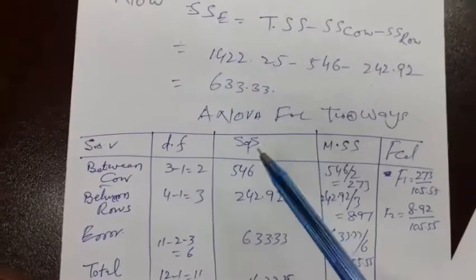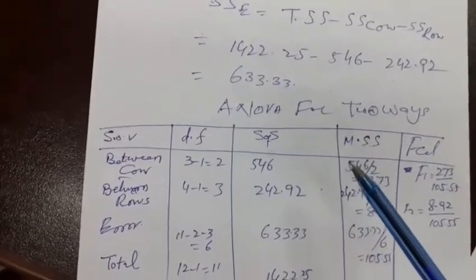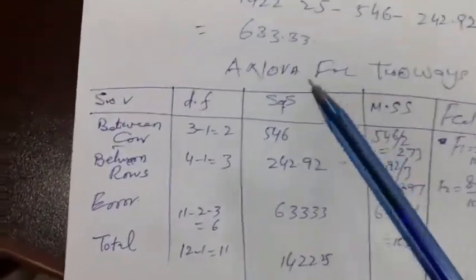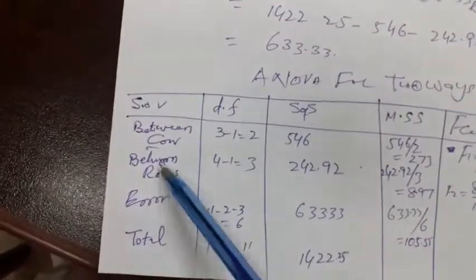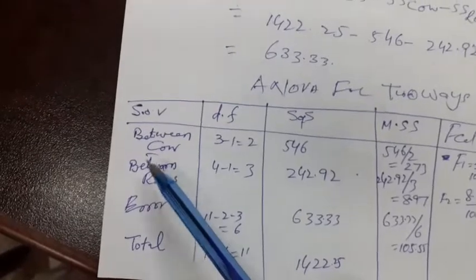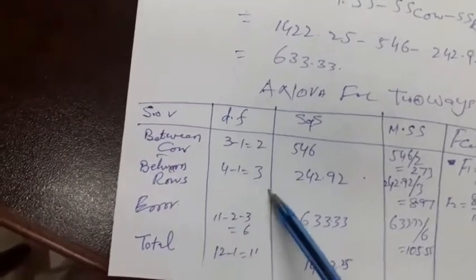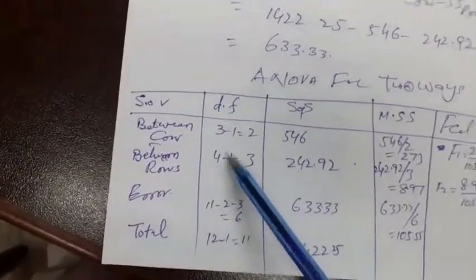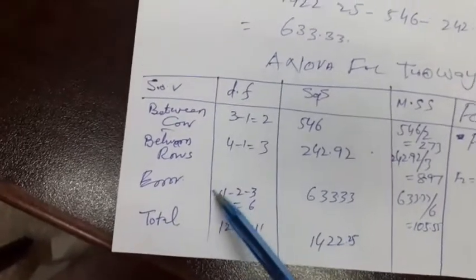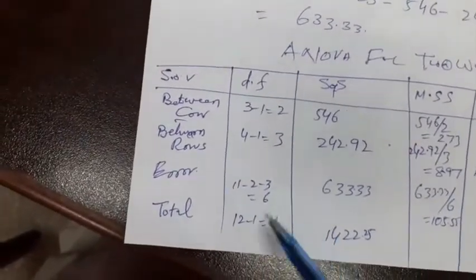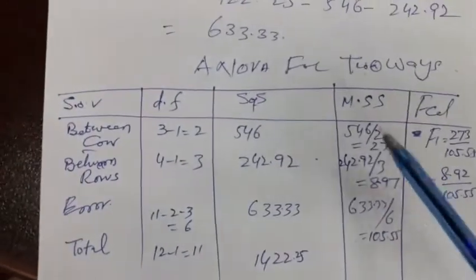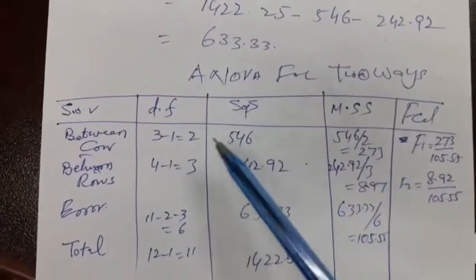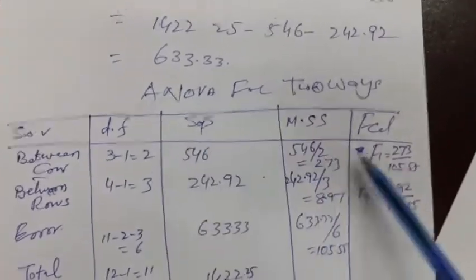Here is the ANOVA table for the RCBD, two-way analysis of variance. Between columns was the same. Between rows, this term I have added. There are 4 rows, so 4 minus 1, 3. Columns, 3 minus 1, 2. Error, 11 minus 2, minus 3, that is 6. So again we have done the same step: mean square by dividing the SS by their degrees of freedom.